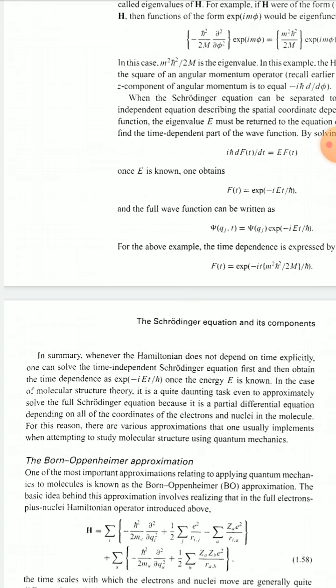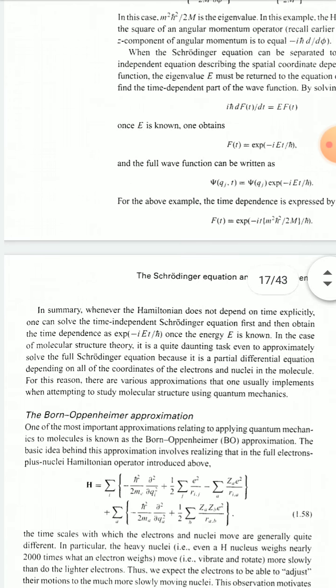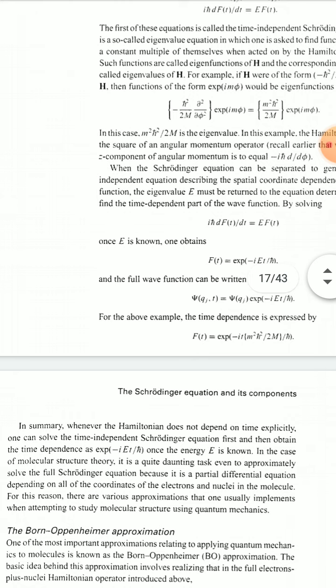In the case of molecular structure theory, it is quite a daunting task to approximately solve the full Schrodinger equation, because it is a partial differential equation depending on all the coordinates of the electrons and nuclei in the molecule. For this reason, there are various approximations that one usually implements when attempting to study molecular structure using quantum mechanics.